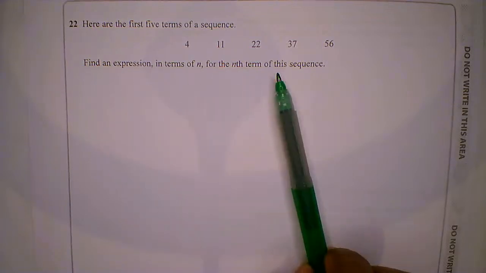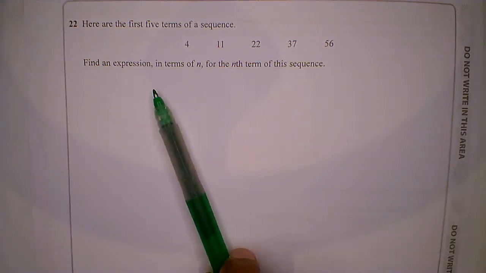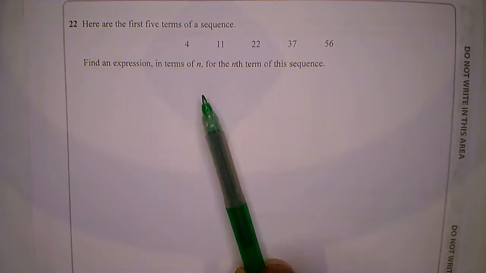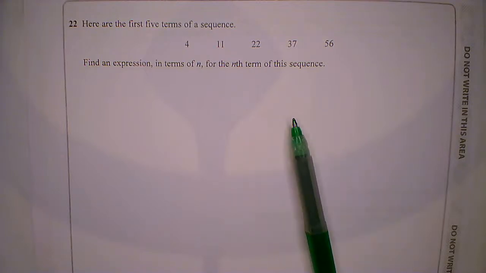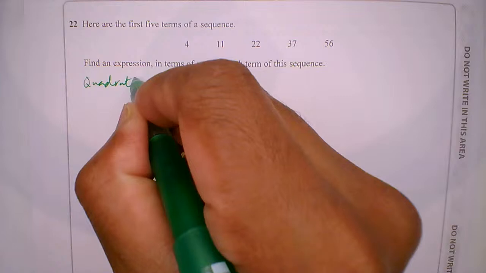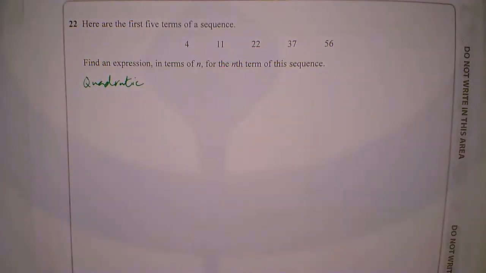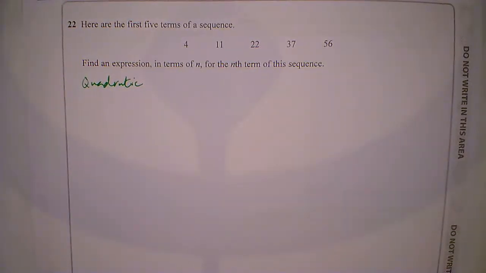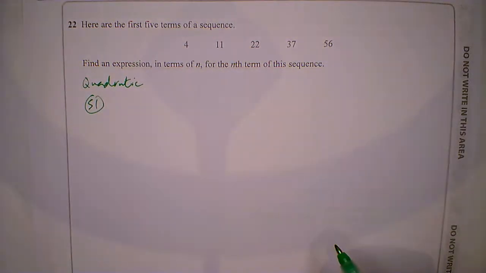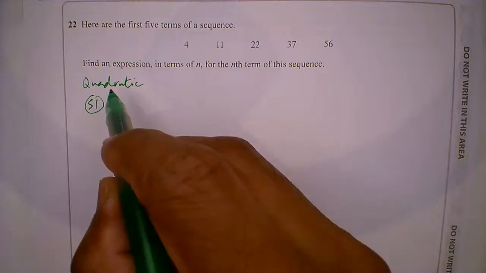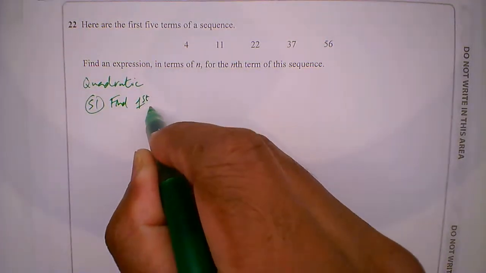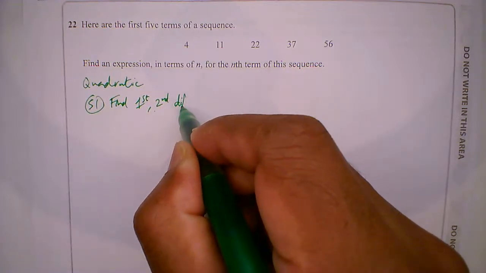So clearly this is sequences. It's the end of the paper, so it's not going to be linear. It's going to be algebraic, quadratic or geometric. In fact, it is a quadratic sequence. So how do we do this? Now, you may have your own method, which is fine, but I have found this method, which I find really simple. So what I'm going to do is find the first and second difference.